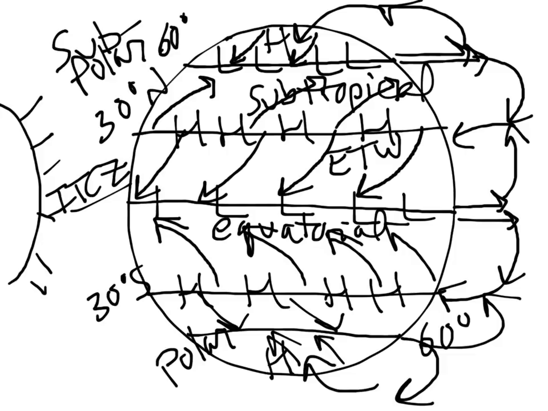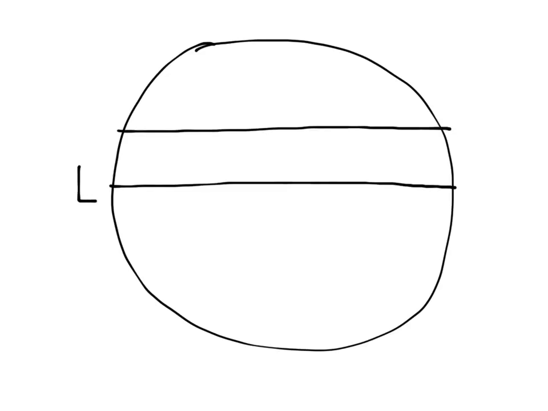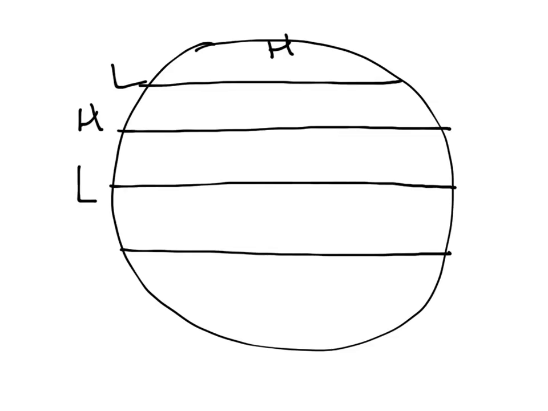Let me clear the board really quickly. This is getting a little bit messy. Let's draw this. And we've got our equatorial low. We've got our subtropical high. We've got our subpolar low. And we've got our polar high. And let's do the same thing down here in the southern hemisphere.